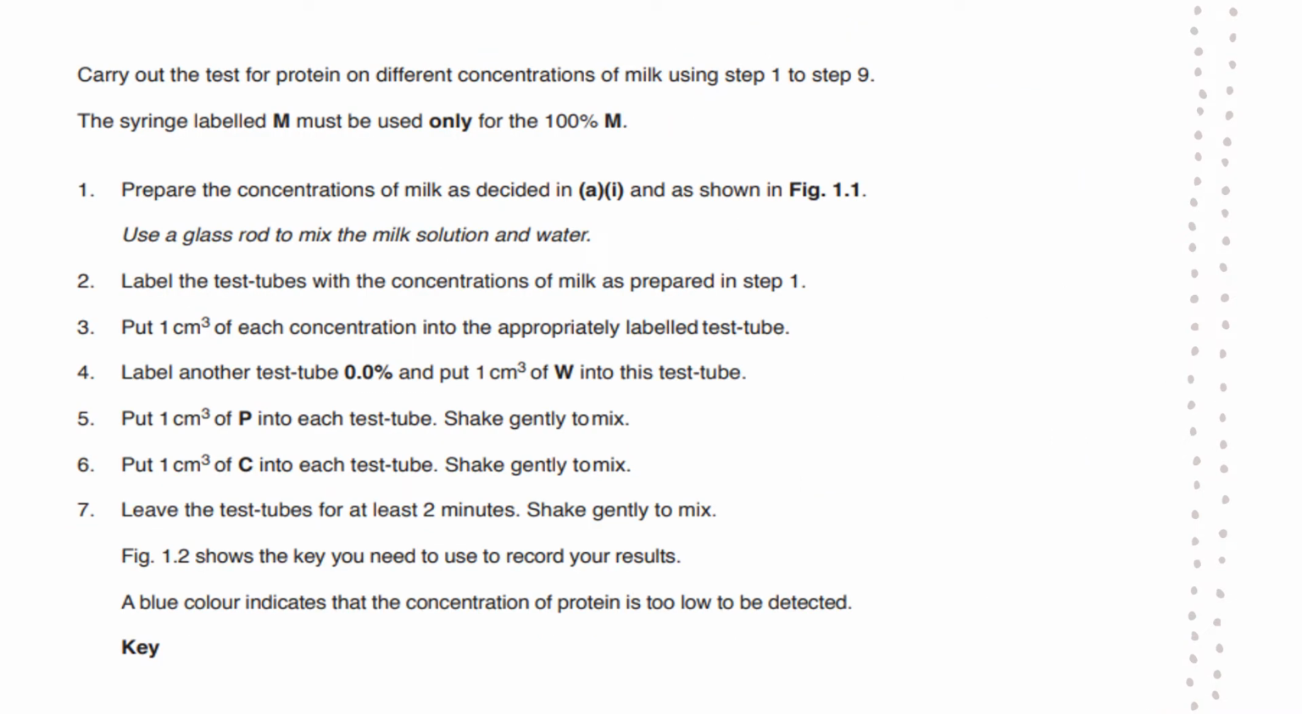So here they then tell you to carry out the test for proteins on different concentrations of milk using step 1 to step 9. So remember, you've made 5 different concentrations of milk, and now they're telling you to test the concentration of proteins in each of those. So they say prepare the concentrations as shown in figure 1.1. So basically based on the serial dilution.